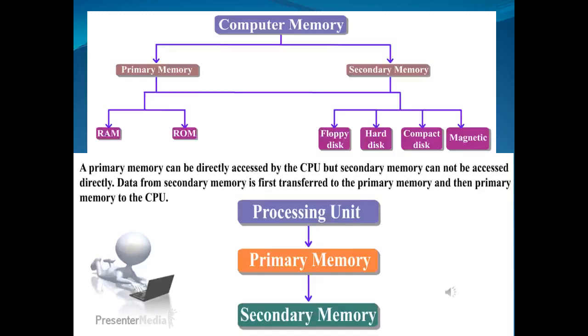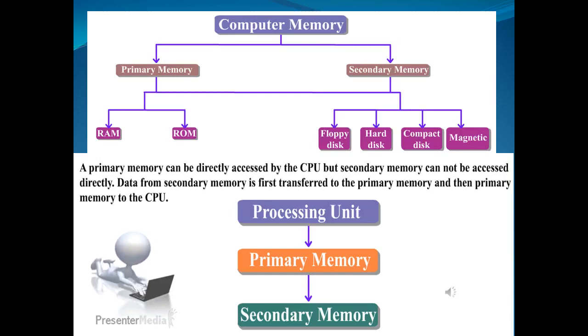Already we learned that computer memory is basically of two types: one is primary memory and the other is secondary memory. Here RAM, random access memory, and ROM, read only memory, are primary memory. At the same time, floppy disk, hard disk, CD, and magnetic tapes are secondary memory.